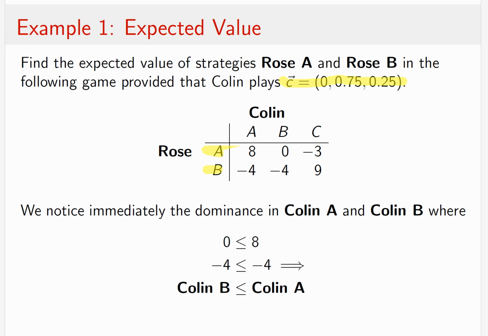Why? Well, the rational play principle says that Colin won't play a dominated strategy. And since 0 is less than or equal to 8 and -4 is less than or equal to -4, Colin's strategy A is dominated and therefore he'll never play it. And therefore we end up focused on a sub game, just this 2 by 2 sub game, after we eliminate strategy A when we're calculating Rose's expected value.